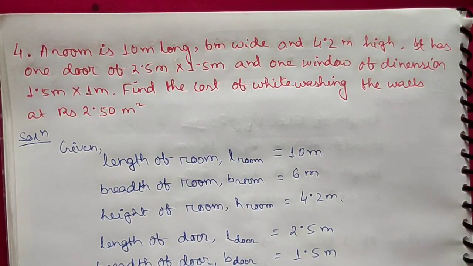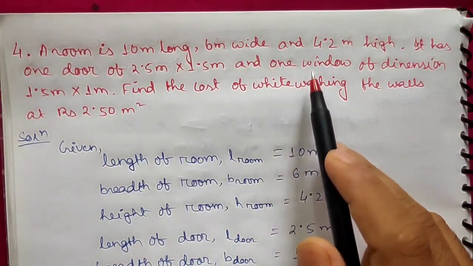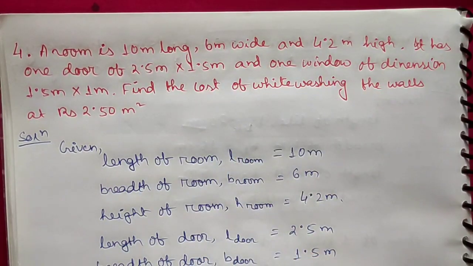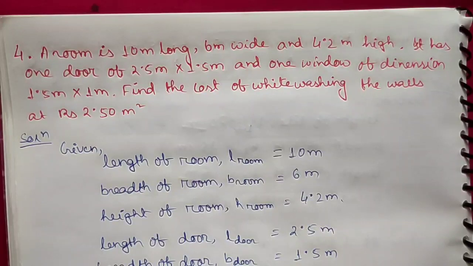The door and window also occupy some area of the wall, right? So first we have to find the area of the whole wall, and then we have to subtract the area of door and area of window from the walls, because these are the areas of doors and windows. We will not whitewash these sides. Suppose we only whitewash the plaster part. Doors and windows are not plaster parts. So next, let's start.